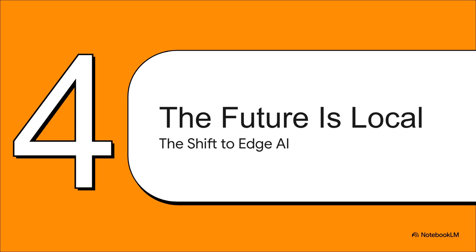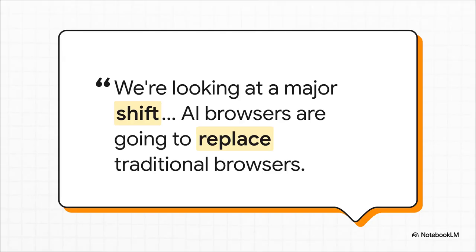Okay, let's zoom out for a second, because this isn't just about one new browser. What we're seeing here could be a signal of a much, much bigger shift in the entire tech industry. It's a move toward what people are calling edge AI, where the future is local. And this quote really captures the scale of what we're talking about. The idea here isn't just, oh, here's a slightly better browser. No, the suggestion is that AI browsers are going to completely replace traditional browsers. It's a total reimagining of the main tool we all use to get on the internet.